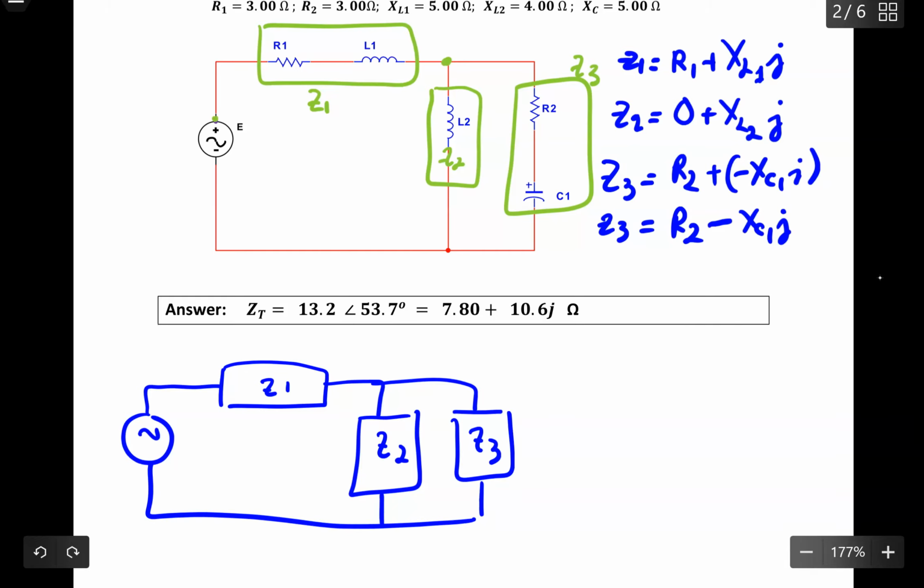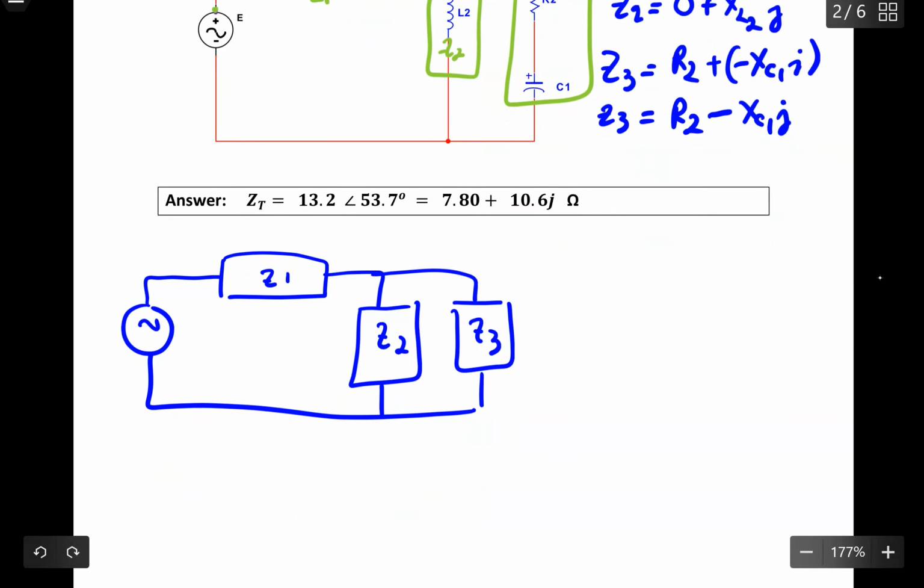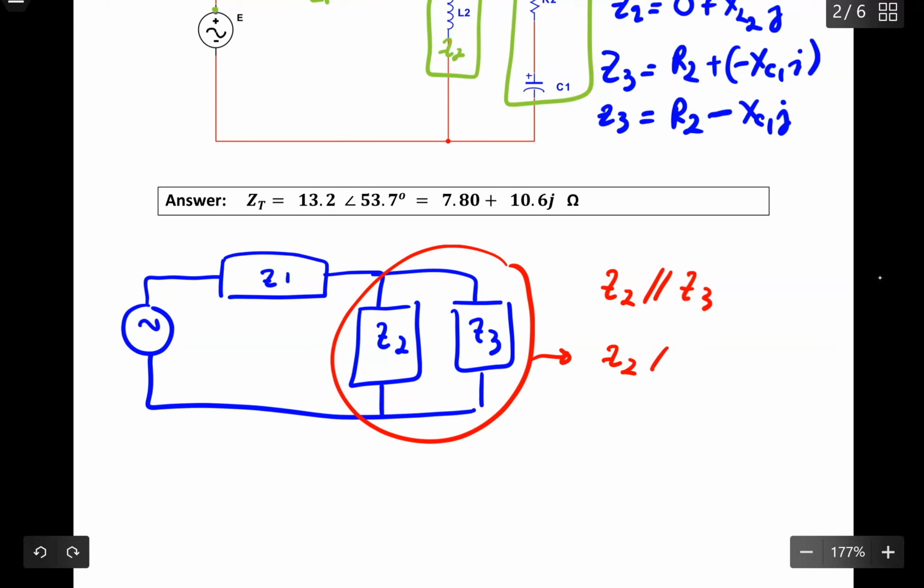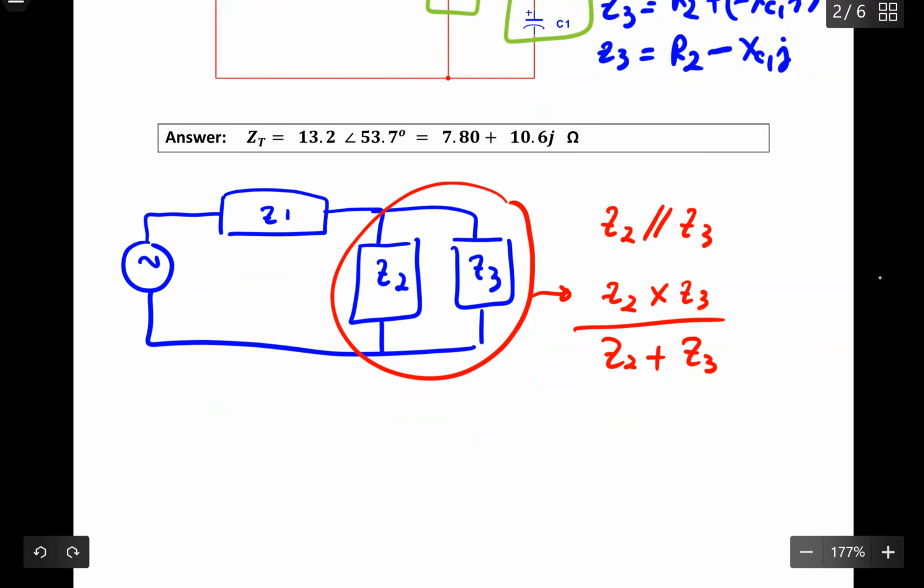Now you see that Z2 is parallel to Z3. Because you only have two in this case, you can write it as the product over the sum. So this part here will be Z2 times Z3 divided by Z2 plus Z3. Don't forget, this product over the sum only applies for two components that are in parallel.